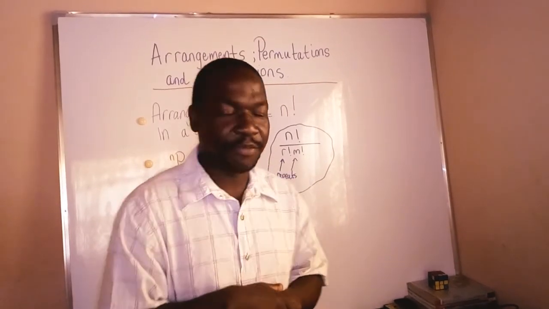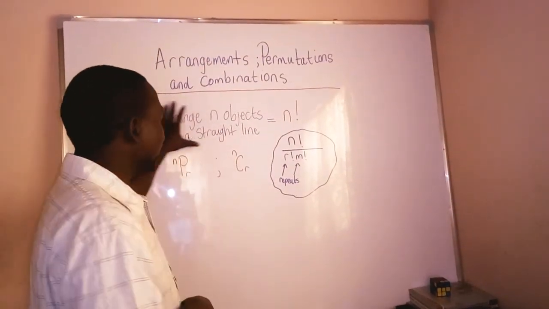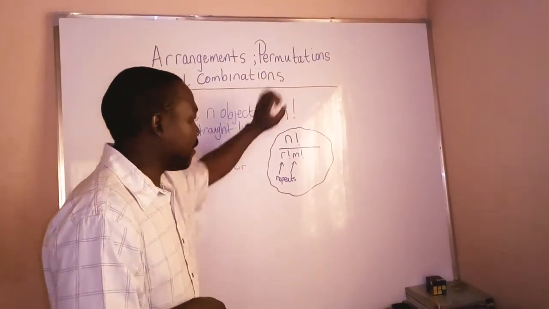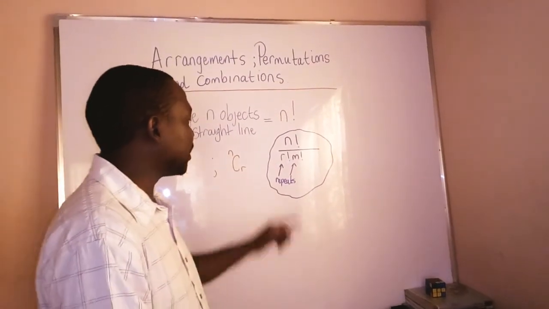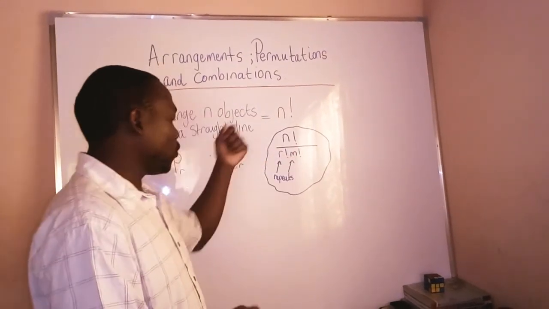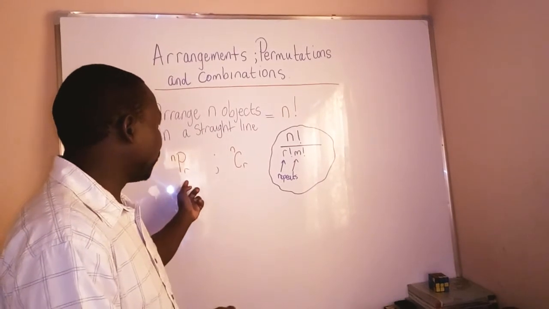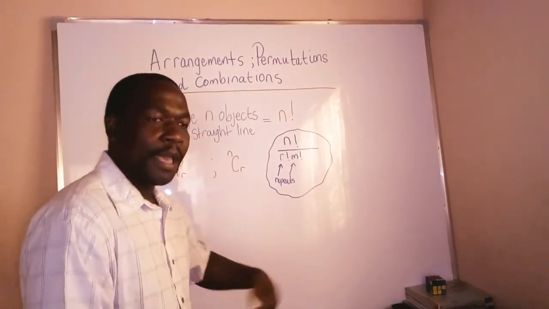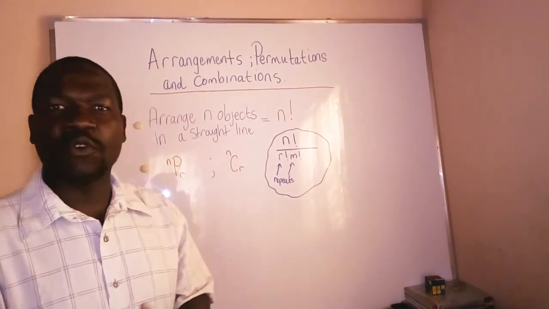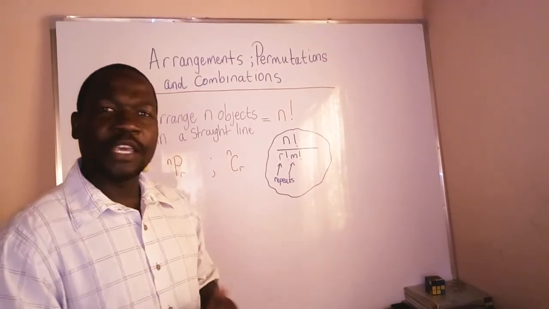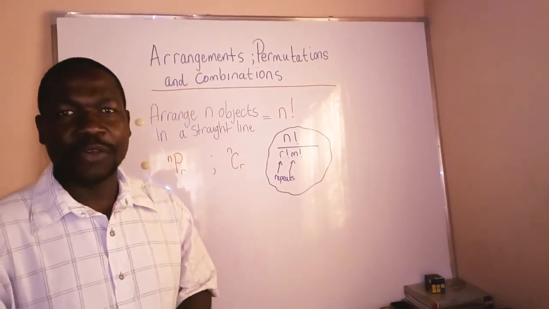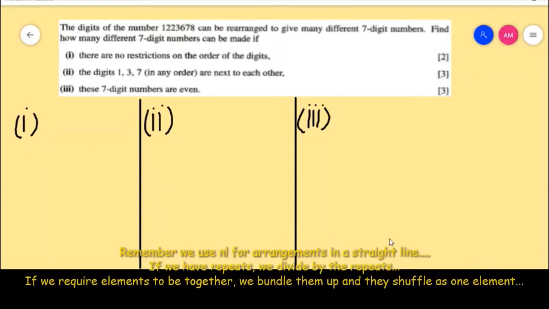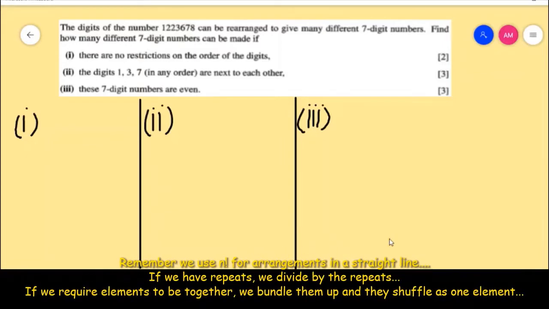Just some basics before we start. If you are arranging n objects in a line, it's n factorial. If there are any repeats, you divide by the repeats. We're also going to look at how to use the permute function and how to use the choose function. Basically, you permute if order is important. You choose if order is not important. So enjoy. Here we are doing questions from past papers on permutations and combinations.